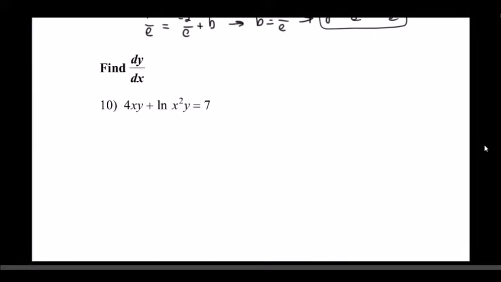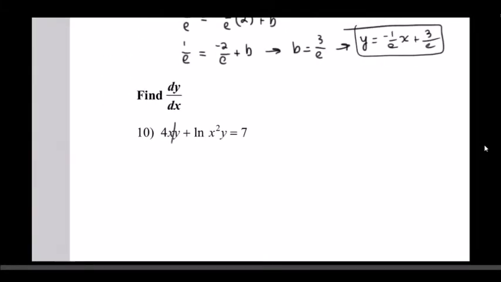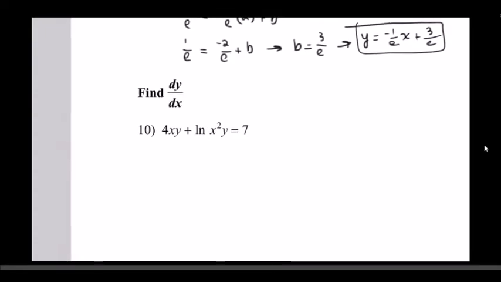We got a couple things here. We got a product there, 4x times y, and we've got the natural log of a product, x squared times y, so we're going to have to expand that product. That's what I'm going to do first. So I'm going to rewrite this as 4xy plus the natural log of x squared plus the natural log of y equals 7.